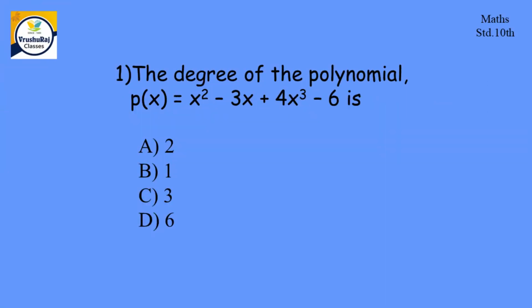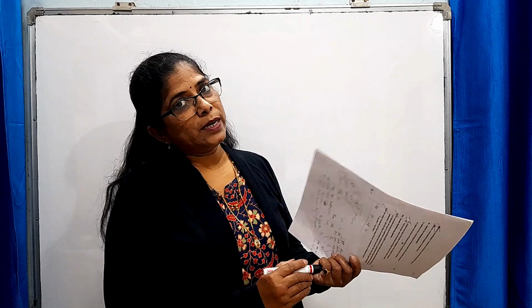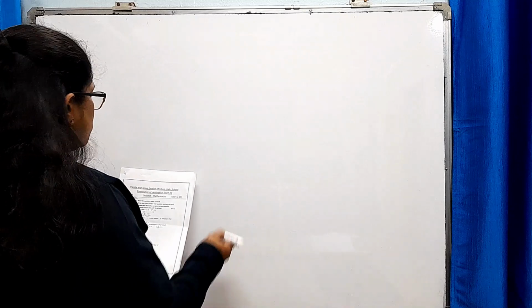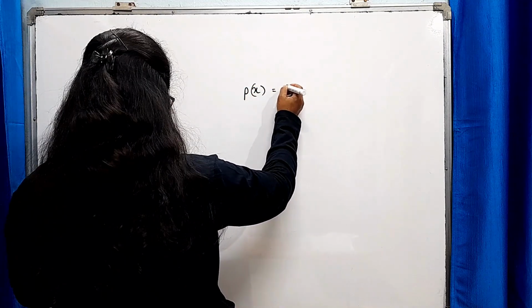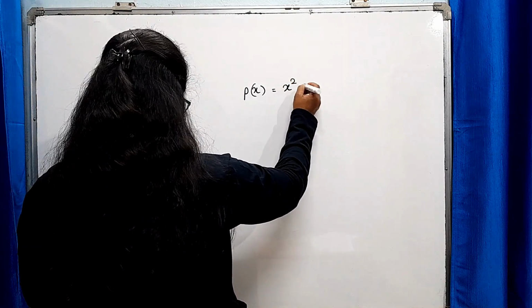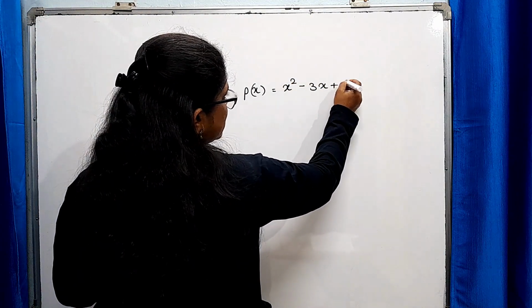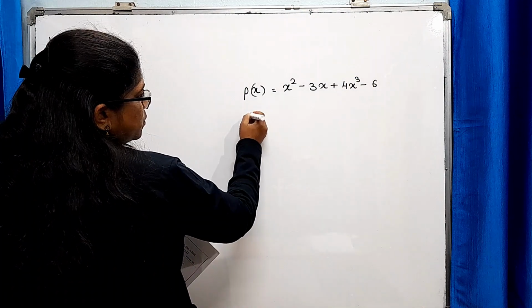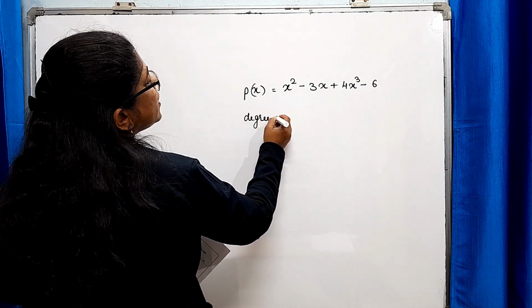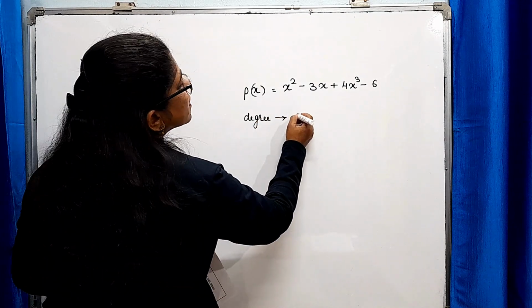The first question is: the degree of the polynomial p of x, x square minus 3x plus 4x to the power of 3 minus 6. Now this is quite easy. What is the given polynomial here? The polynomial in terms of x is x square minus 3x plus 4x cube minus 6. So here the degree of this polynomial is 3.